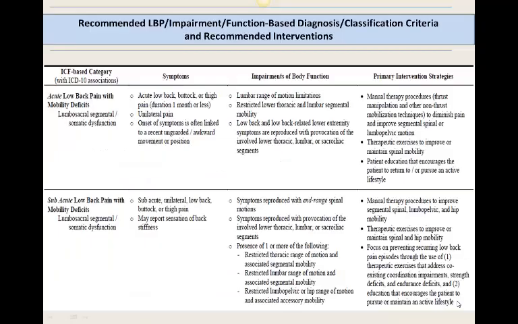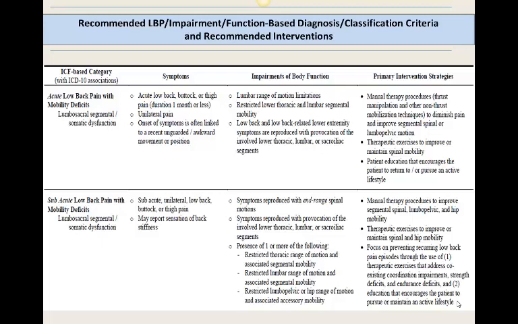Please take a moment to orient yourself to this slide. There's a lot of information on this slide. Basically what we have here is the classification with the ICD associations, the symptoms, impairments, and the primary intervention strategies that should be included that are recommended by the panel of experts.